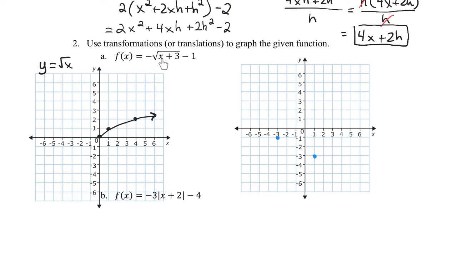So let's try -2. -2 plus 3 is 1. The square root of 1, 1 times -1 is -1. And then -1 subtract 1 is -2. So if you plug in -2, we got -2. So there's 3 points. All you need are 3 points on that graph. And there you go.